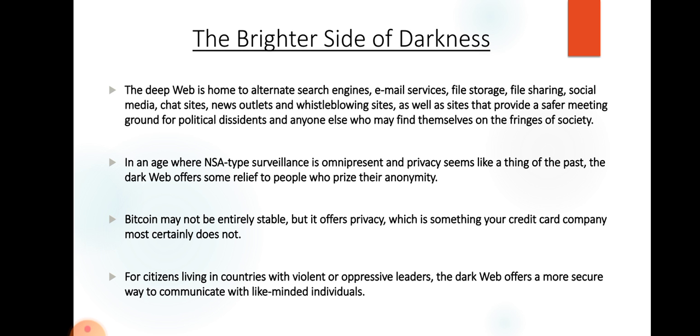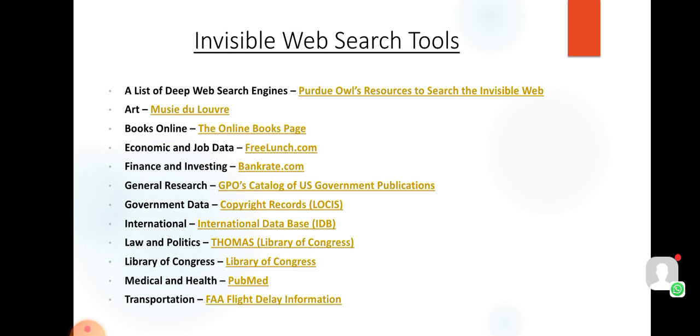Bitcoin may not be entirely stable, but it offers privacy, which is something your credit card company most certainly does not. So Bitcoin offers privacy whenever you want to purchase, unlike a credit card, and that may be secured. For citizens living in a country with violent or oppressive leaders, the dark web offers a more secure way to communicate with like-minded individuals. So some invisible web search tools are available there. A list of deep web search engines, all resources and tool names are also available there.